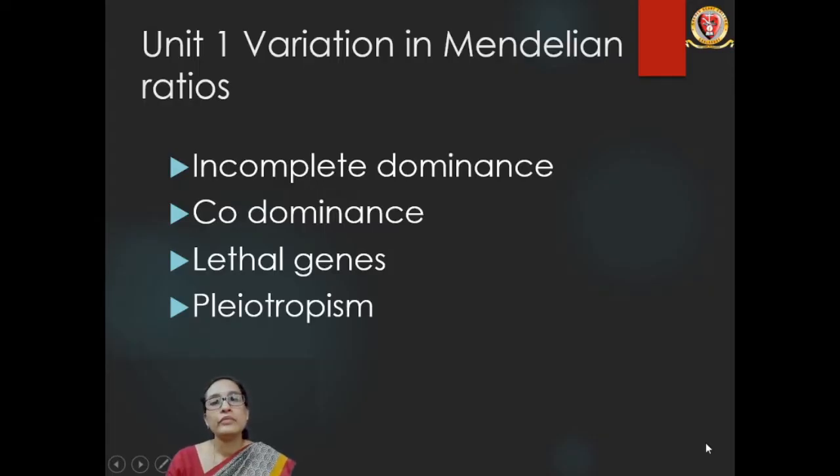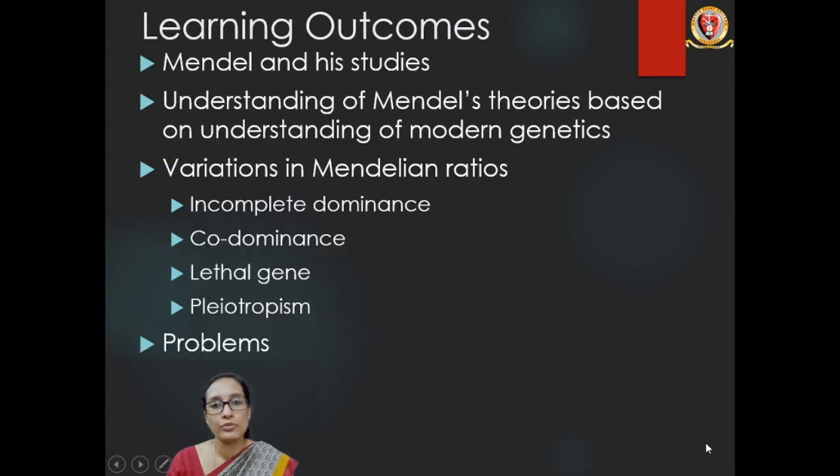So in Unit 1, we look into the variations in Mendelian ratios, but I will start with Mendel and his work. You would have done this in school already or in the previous semester, but this is just to refresh your memory, because unless you understand Mendel and his ratios, you wouldn't understand variations in them. And we look into various examples under incomplete dominance, codominance, lethal genes, and pleiotropism.